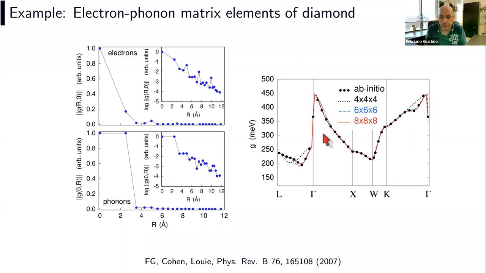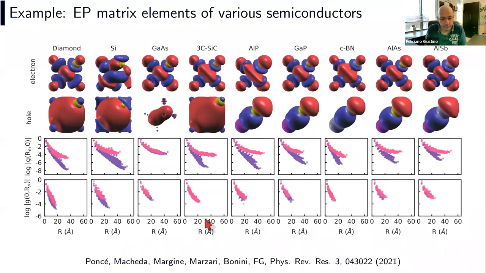So just to give you an idea of how these things look for most systems, I want to show you something more recent. This was calculated by Samuel Ponce and published last year. What he did is to study the carrier mobility in many semiconductors. One part of the paper was to look at how the electron-phonon matrix elements decay in these systems. So these are essentially log plots of the decay in real space of this matrix element, and you can see that they decay pretty fast.